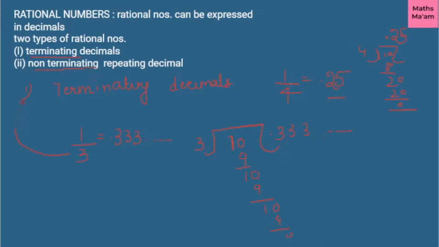So this is non-terminating, not stopping, and repeating also. The digits are repeating themselves. Non-terminating, repeating decimals. So these are also rational numbers, but they are of different type. First is terminating, that we have done, which stops at some number of decimal places, and the second ones are those which don't stop. Okay. So these are non-terminating, repeating decimals.